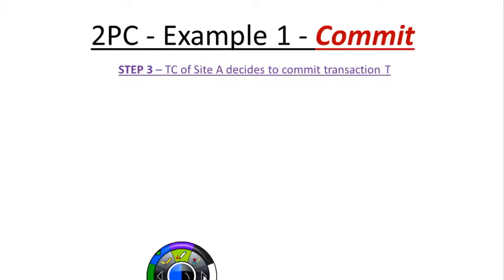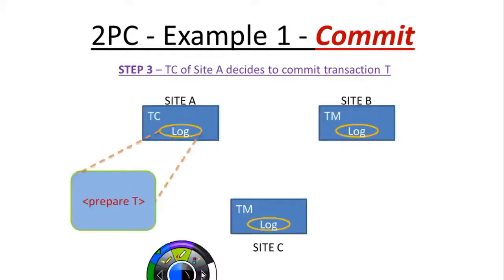Then step 3 is a decision taken by the transaction coordinator, because the transaction coordinator is the only one who knows about the decision of all the other participating sites. The participating sites don't have any communication between them. They communicate only with the coordinator.